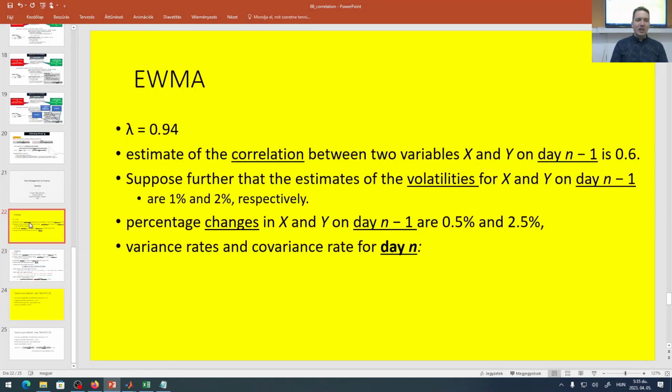So estimate the correlation between 2 variables x and epsilon on day n minus 1. So yesterday the correlation was 0.6. Suppose further that the estimates of the volatilities of yesterday are 1 and 2% respectively. Percentage changes in the 2 variables yesterday, so practically returns, are 0.5% and 2.5%. So variance rates and covariance rate for today.